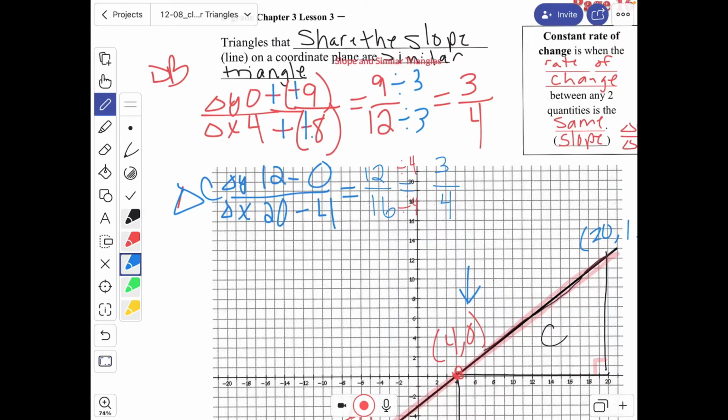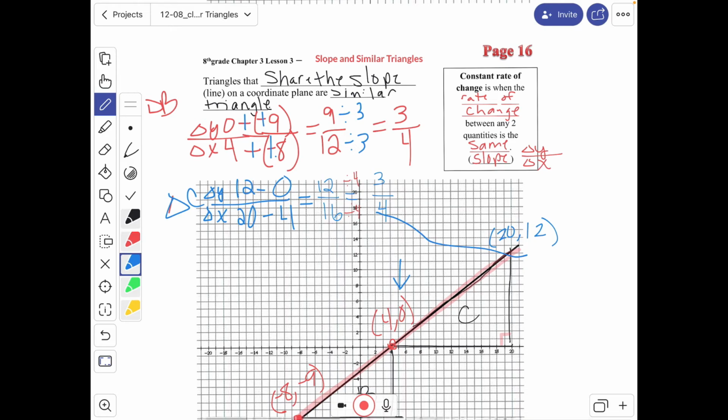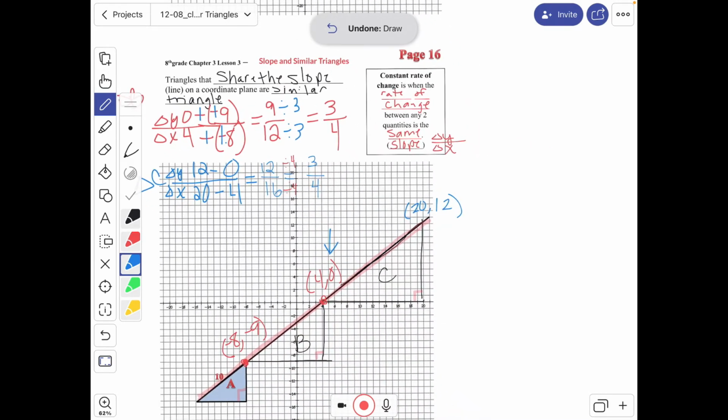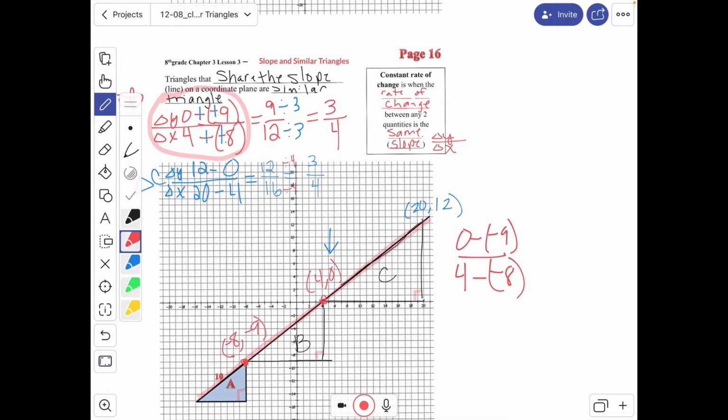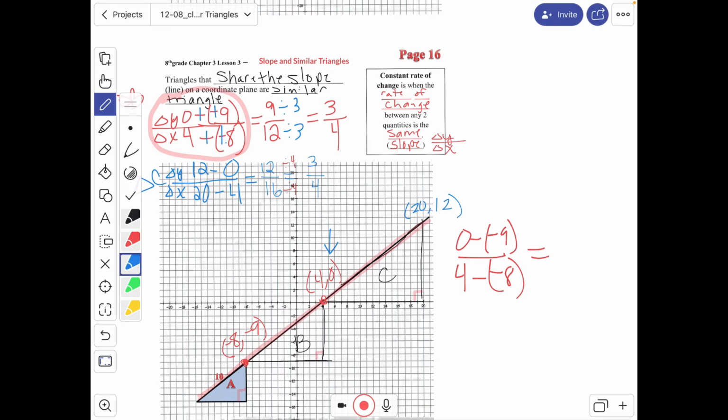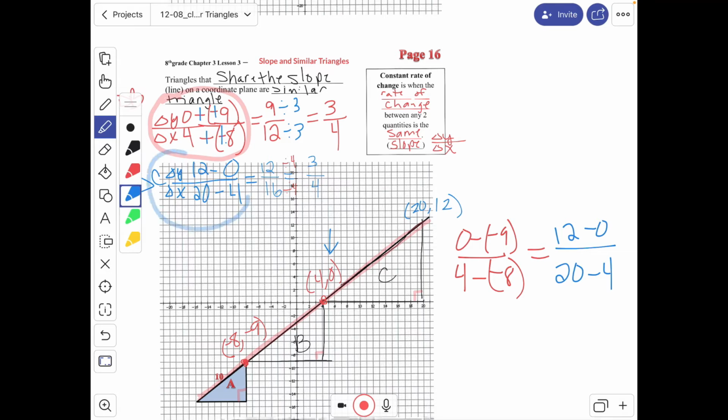But how it looks on a test is they're going to expect you to write it as a proportion. So it's going to look like 0 minus -9 over 4 minus -8. And I got that right here, that was from triangle B. And then that's going to be equal to 12 minus 0 over 20 minus 4. And I got that from triangle C.